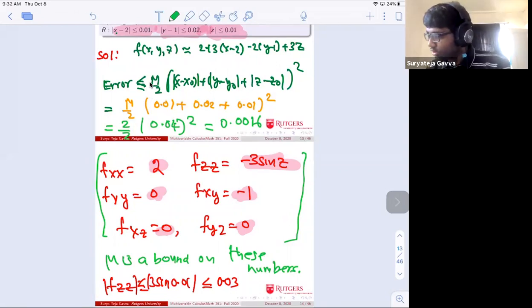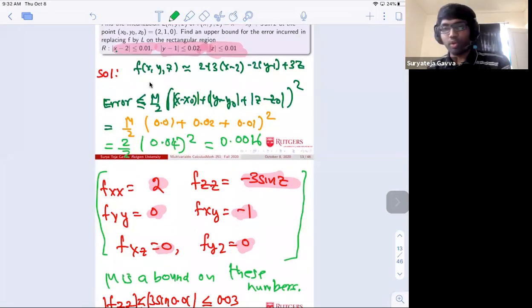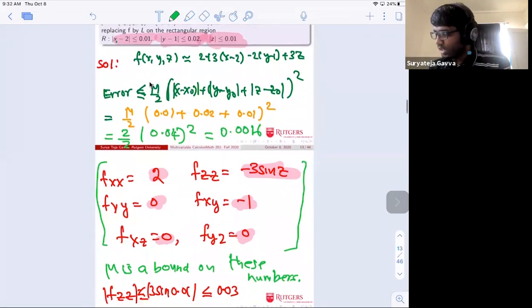But you have to check fzz. For fzz, the maximum you can get if z is an arbitrary number would be 3, but z is bounded to be at most 0.01. So that's why fzz would be at most 0.03. So in this list of numbers, the maximum you get is just 2. What is the maximum that you can get for these numbers given those constraints? So you plug that number in and you get a bound.